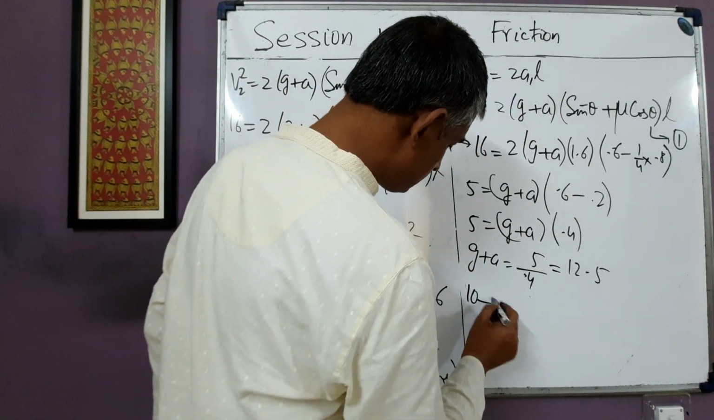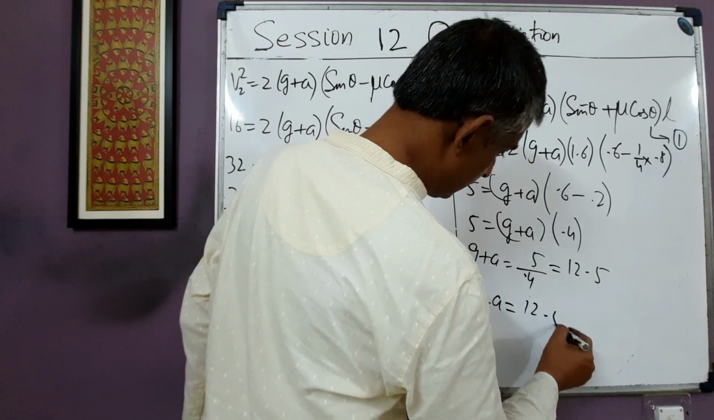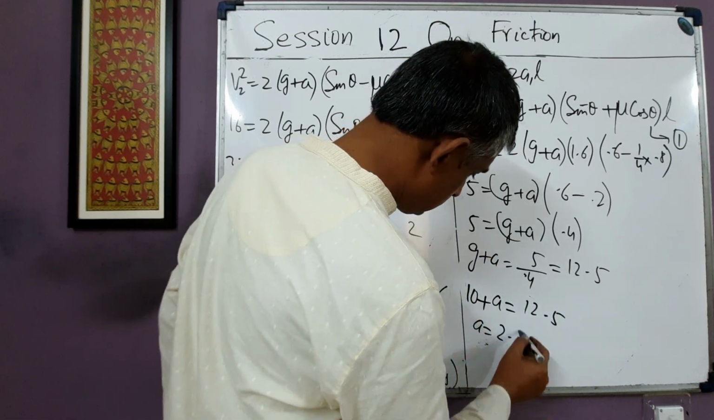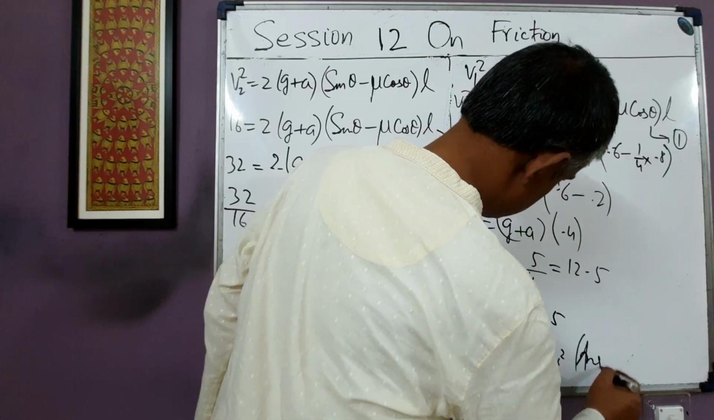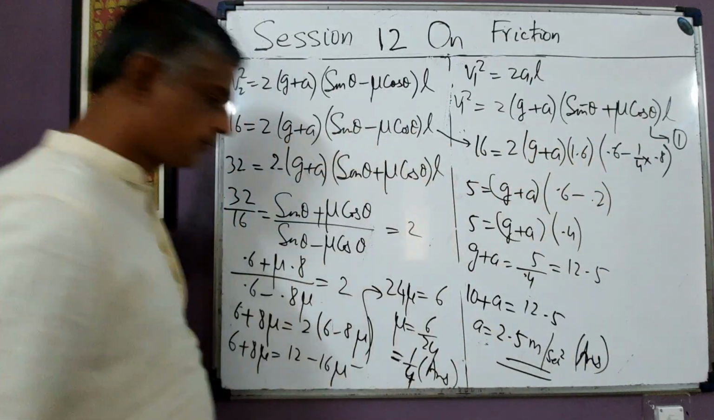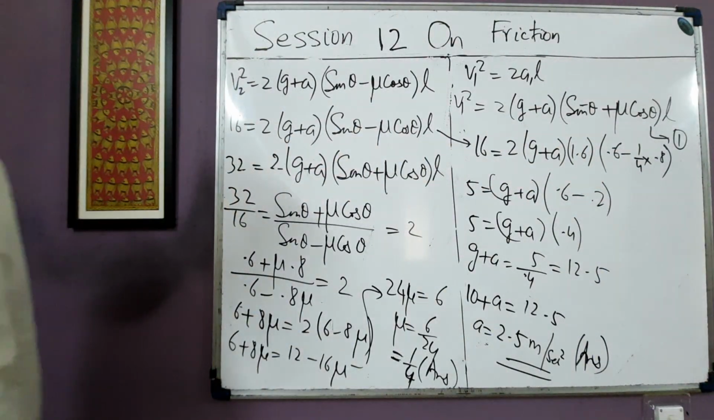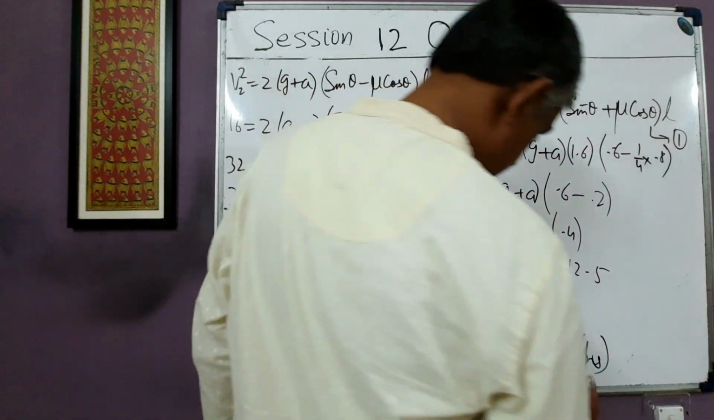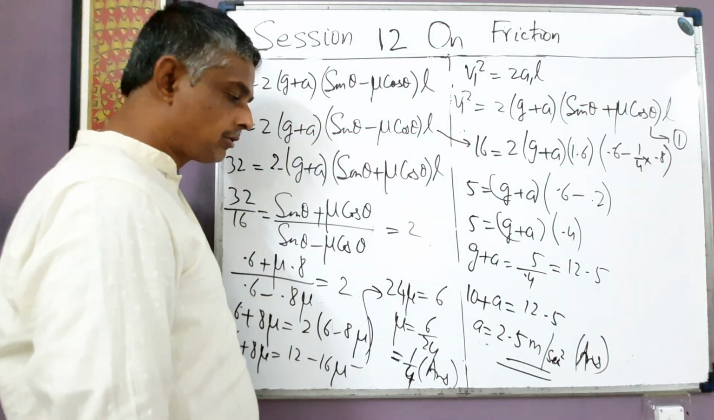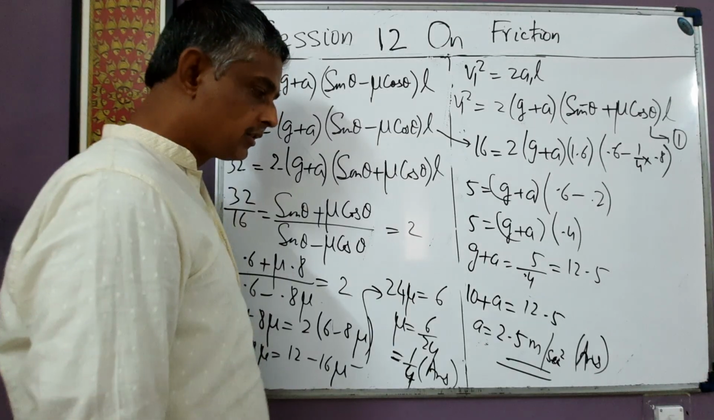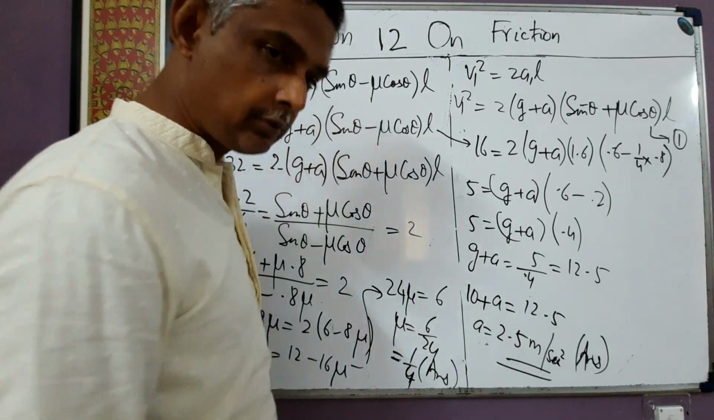g is equal to 10, plus a equal to 12.5. A becomes 2.5 meter per second square. This is therefore the required answer. The value of a turns out to be 2.5 meter per second square. This is therefore the required answer to the second part of the question.